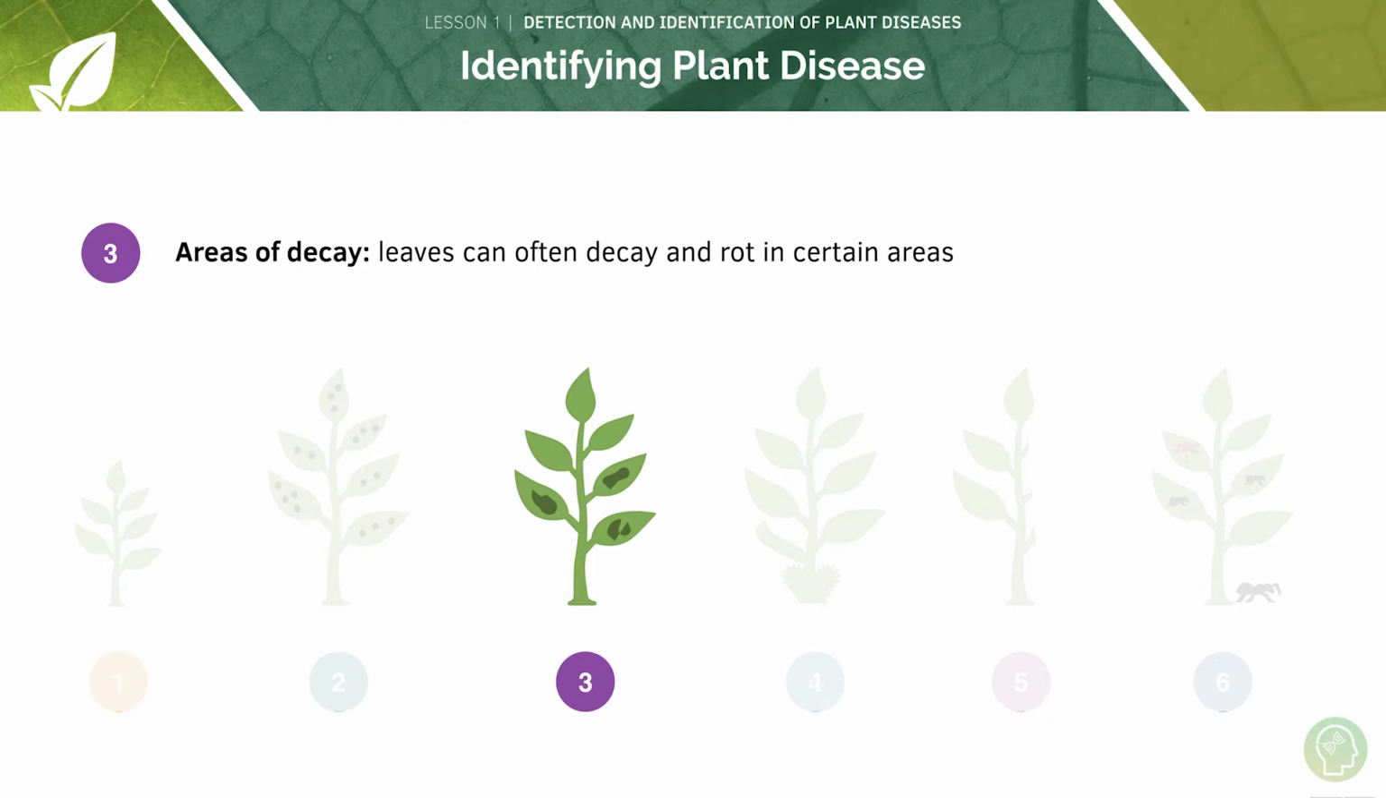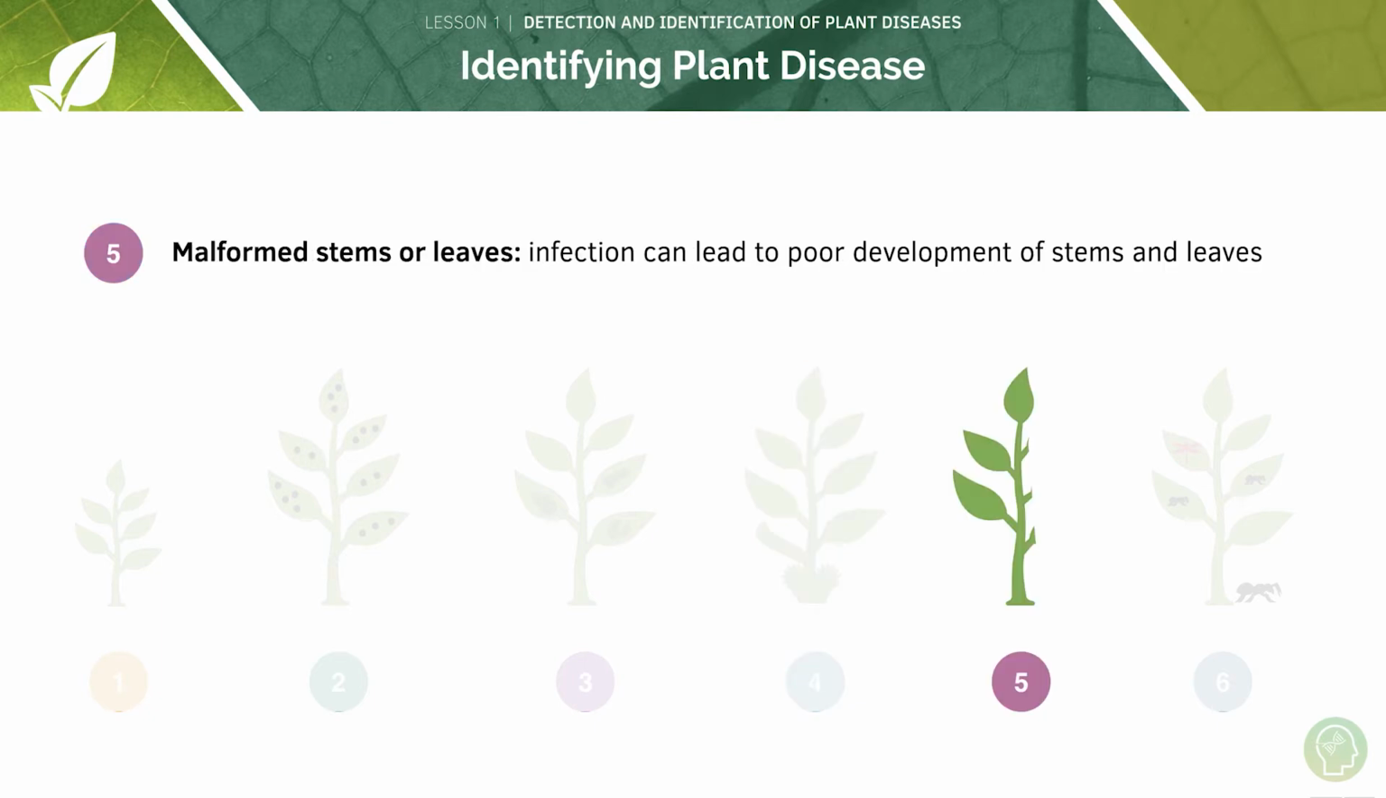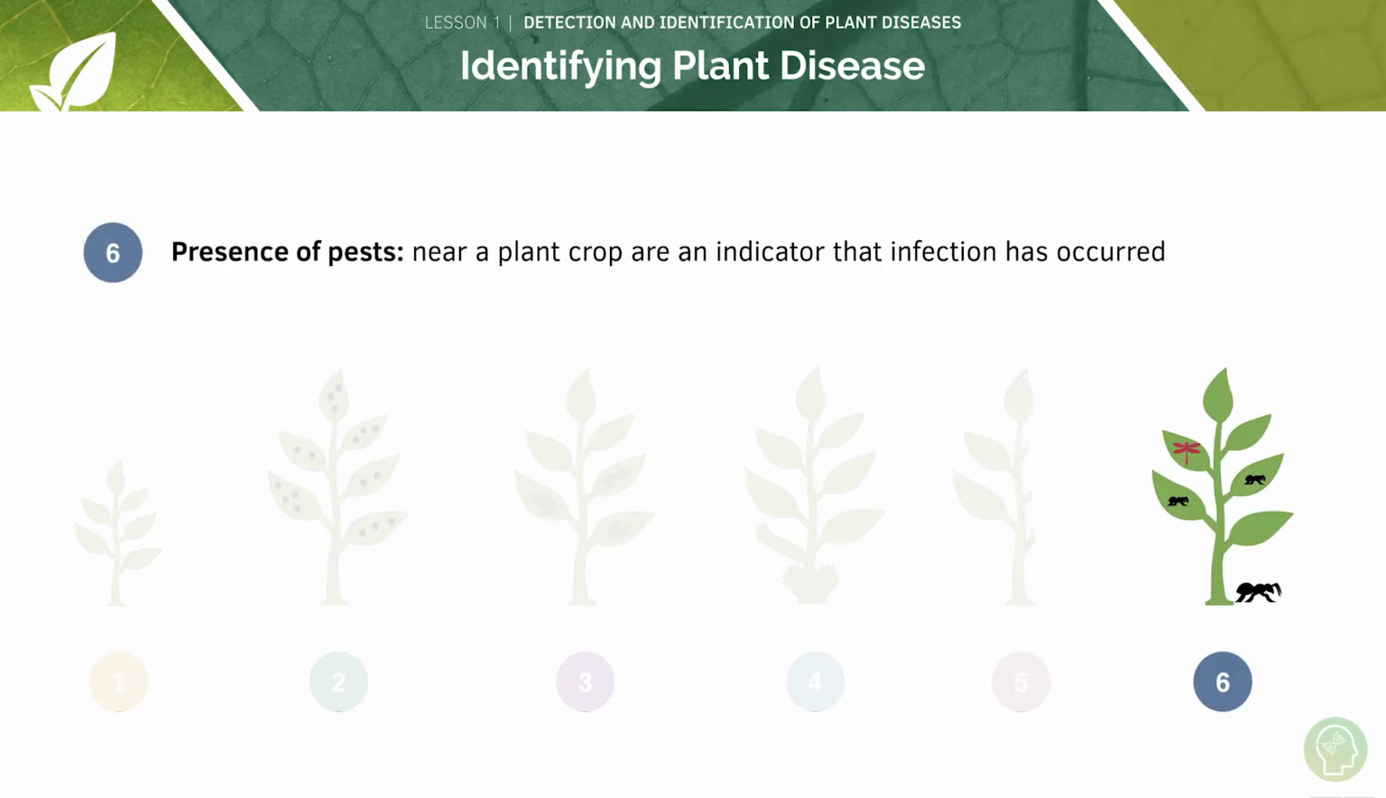The farmer might see areas of decay, so where the leaves are decaying and rotting in certain areas. There might be unusual bumps and growths from the plant. Stems or leaves might not be forming correctly due to poor development. And also, being vigilant of pests around the plant crop is really, really important as well, because it could be an indicator that infection has occurred in the plants.